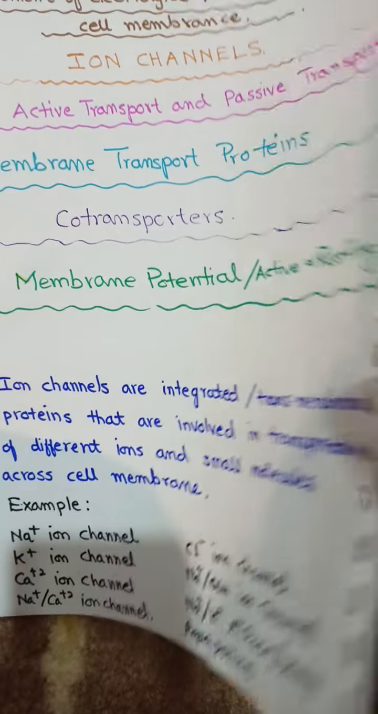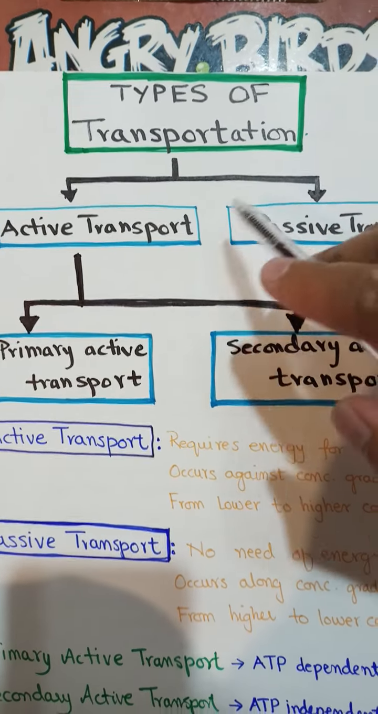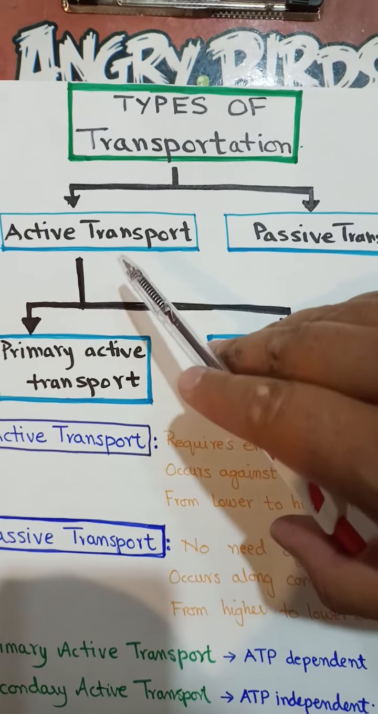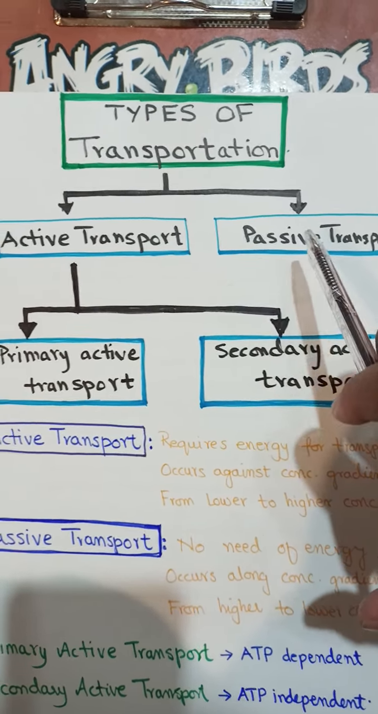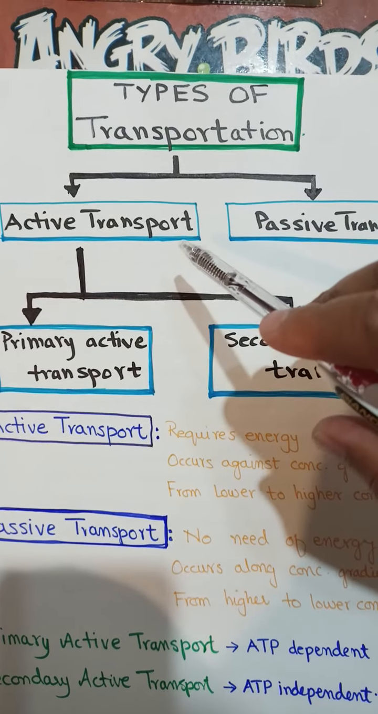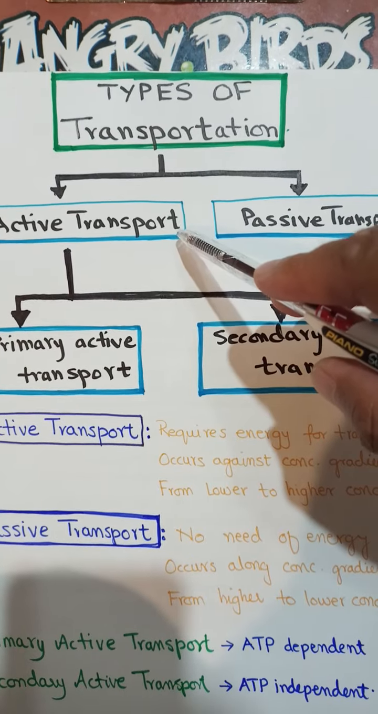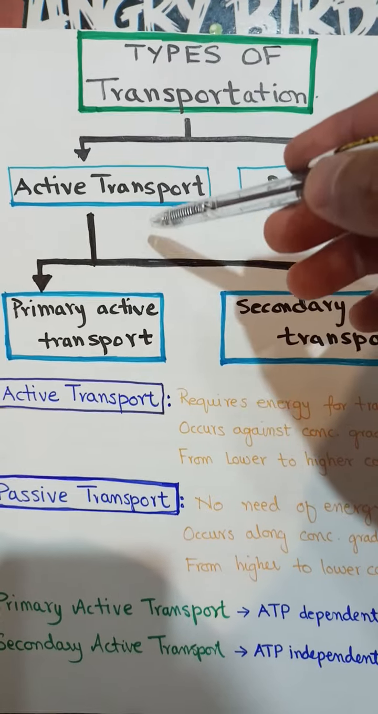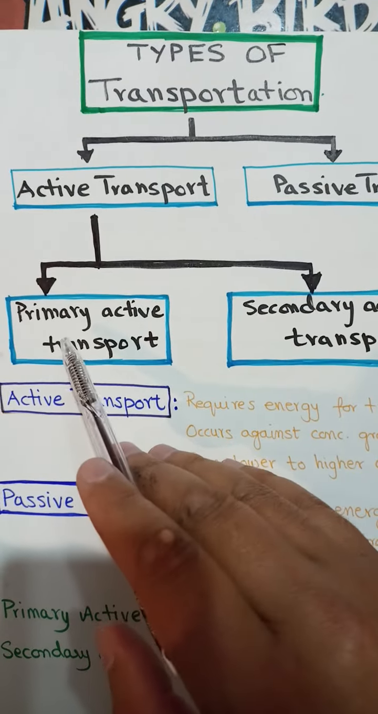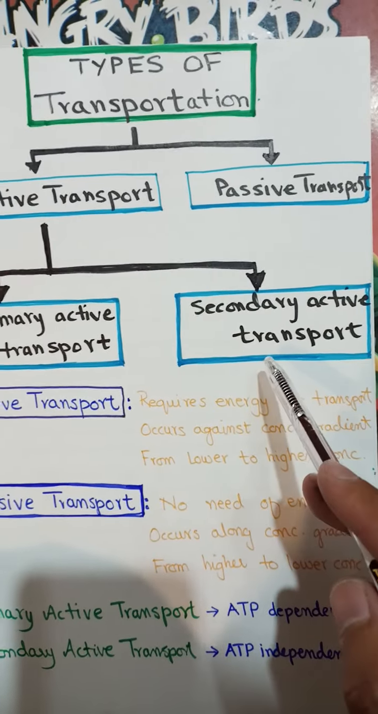So we will discuss all of these ion channels, but first we will study the different types of transportation. There are two types of transportation. The one is active transport and the second one is passive transport. These types of transportation are important for the movement of molecules or electrolytes across the cell membrane. The active transport can be further divided into primary active transport and secondary active transport.